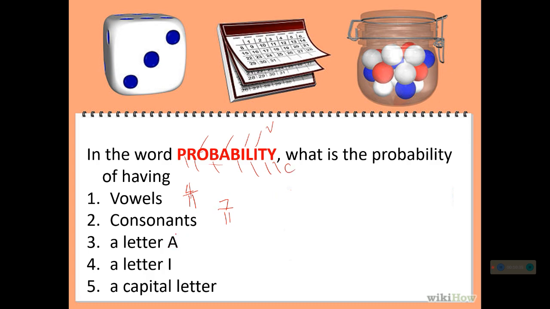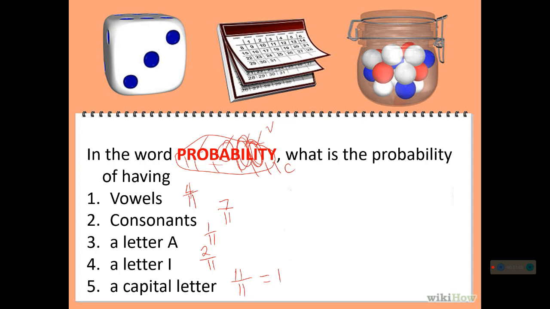How about a letter A? What is the probability of having a letter A? Obviously, you only have one A. So that is 1 over 11. How about a letter I? Since we have 2 I's, you will have 2 over 11. And what is the probability of having a capital letter? Since all of the letters in the word probability are in capital letters, we have 11 over 11, or 1.